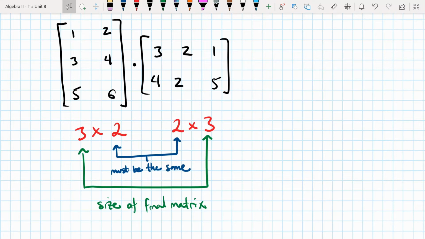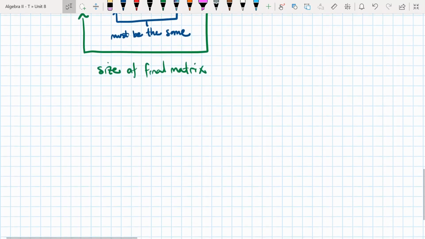Before we go through this one as an example, I'm going to come back to it, and we're going to go through an easier one first. But these are the situations where multiplying matrices works and where it does not work. The numbers on the inside have to be the same for it to work. The resulting matrix is going to be the numbers on the outside. So because the two numbers on the inside are 2, the resulting matrix is going to be 3 by 3. Let's try an easier example, and then we're going to come back to that one.